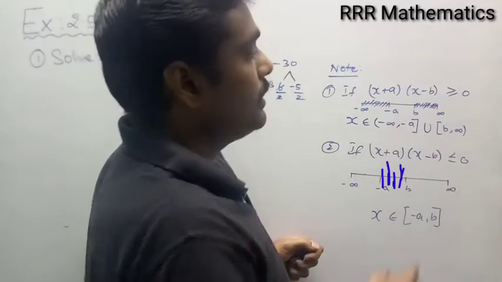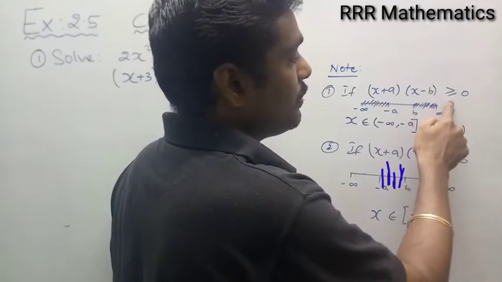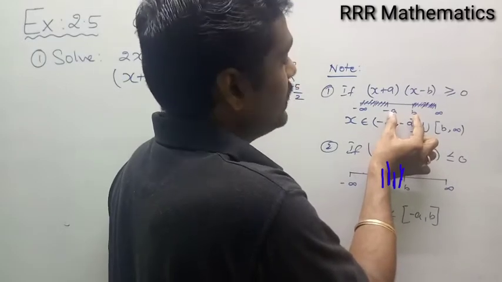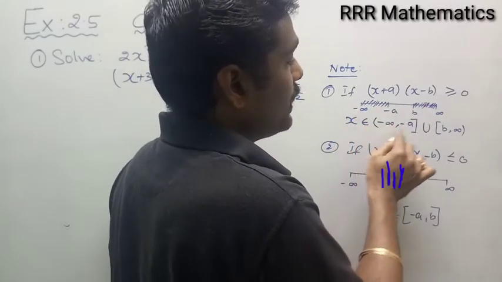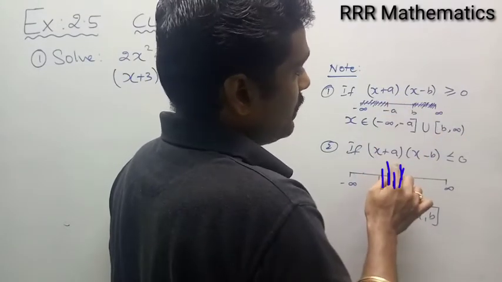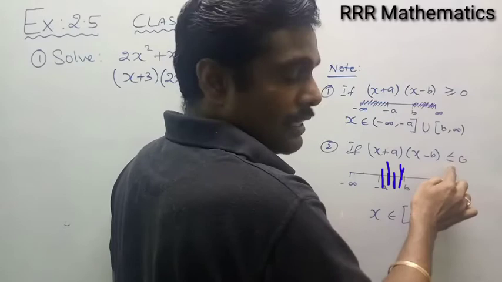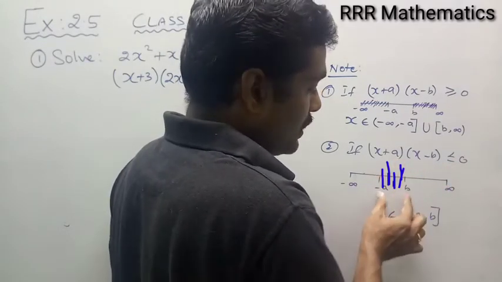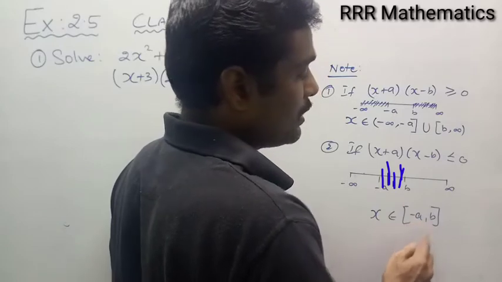Suppose the inequality is greater than or equal to 0. It means it lies outside of these two values, −a and +b, that is, minus infinity to −a and b to infinity. Suppose for the same expression the inequality is less than or equal to 0. It lies between these two, that is, −a to b. So in this case x belongs to [−a, b].